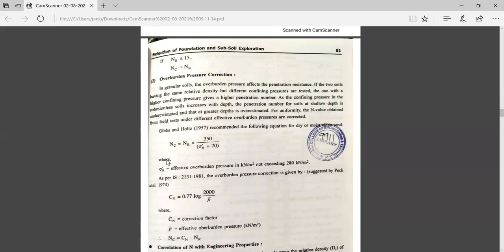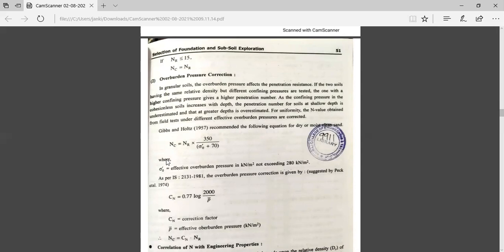According to Gibbs and Holtz in 1957, the recommended equation for dry and moist clean sand is NC equal to NR multiplied by 350 divided by sigma dash 0 plus 70, where sigma dash 0 is the effective overburden pressure in kilonewton per meter square, not exceeding 280 kilonewton per meter square.